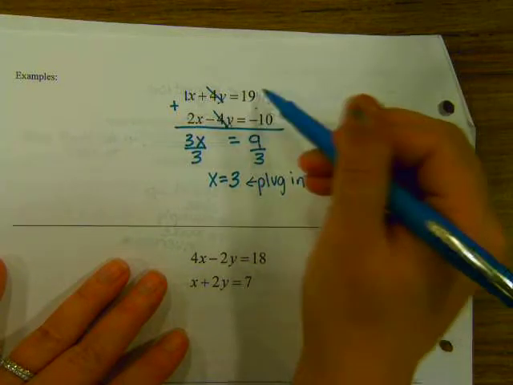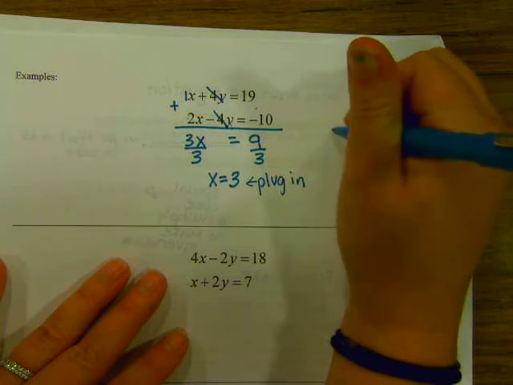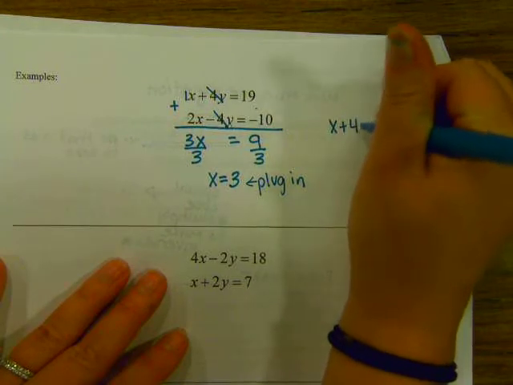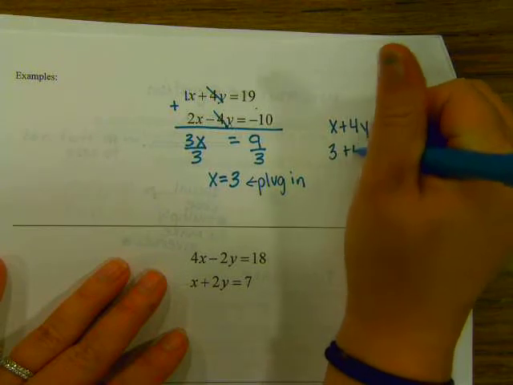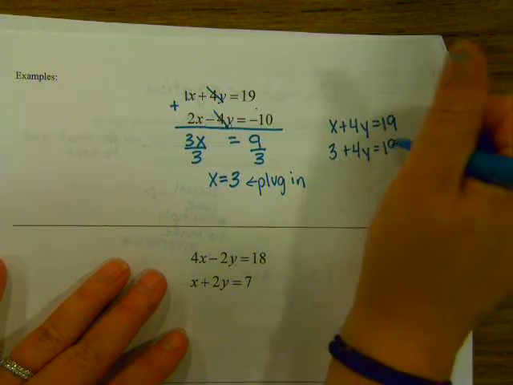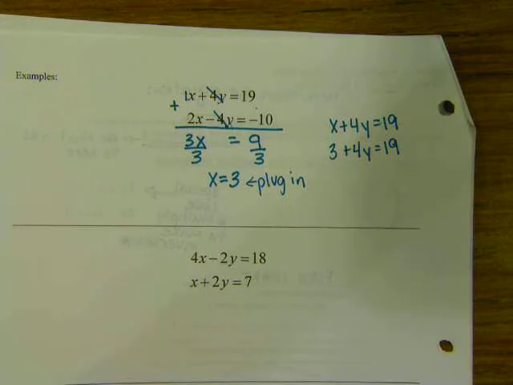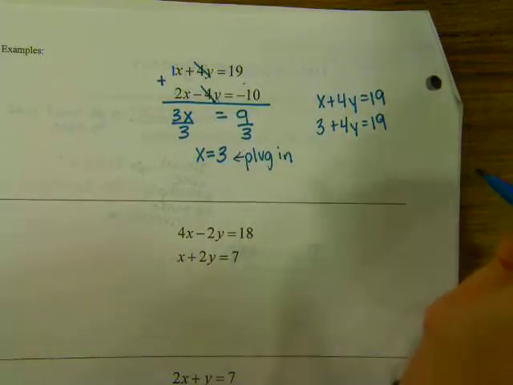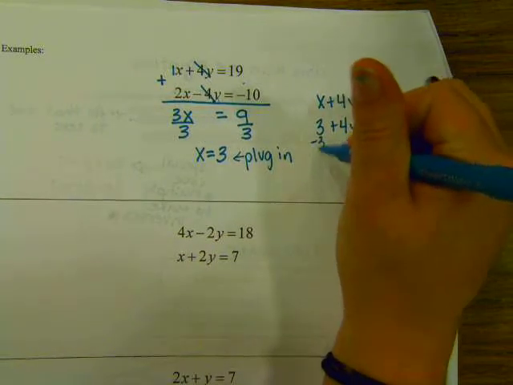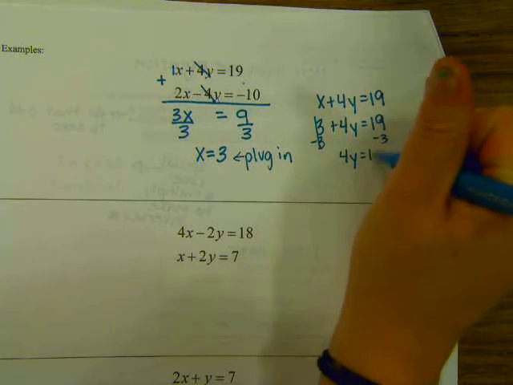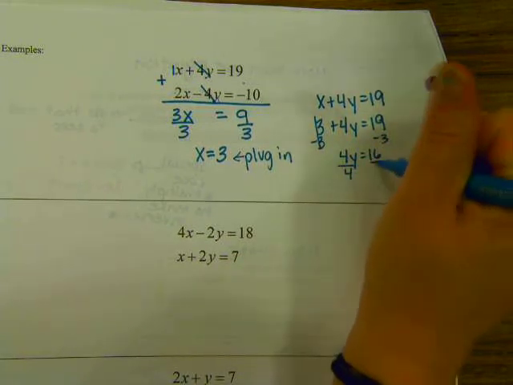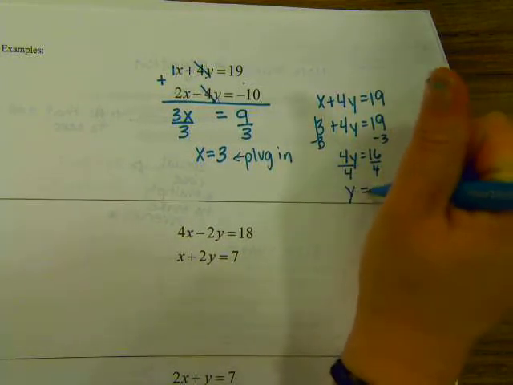So we're going to take the first equation again: x plus 4y equals 19. And I'm going to plug in 3. 3 plus 4y equals 19. All I did was replace the x with the number 3. Now I'm going to solve the equation for y. Subtract 3, and then I get 4y equals 16. Then I divide by 4. So y equals 4.